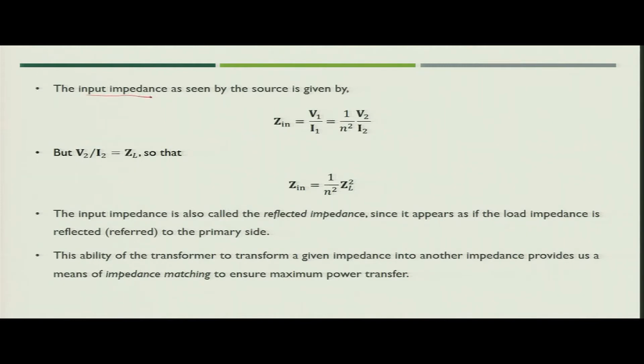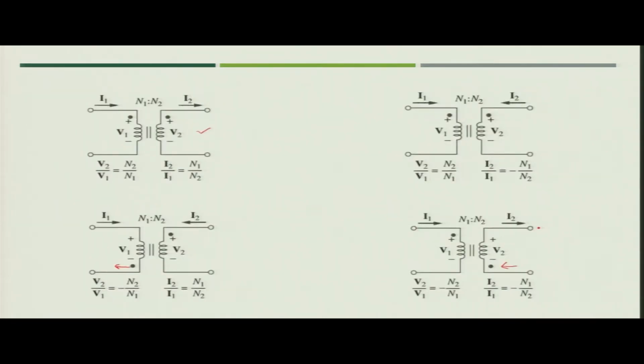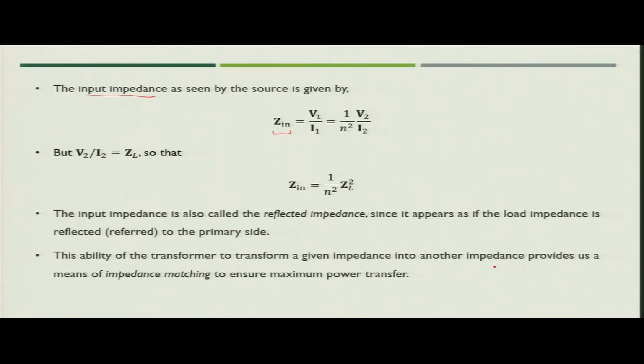Now, the input impedance, if you see from the primary side, that is Z in, will be nothing but V1 upon I1, or you can convert it in terms of V2 and I2, this will become 1 by n square into V2 by I2. Now, if you connect a load at the secondary side, say ZL, what will happen in that case? Your V2 by I2 will become equal to ZL, and in that case you can say Z in, that is the input impedance from the primary side, will be equal to 1 by n square ZL. Not ZL square, so ZL.